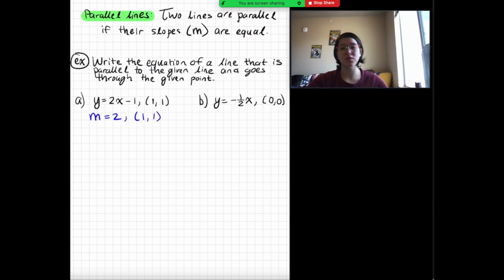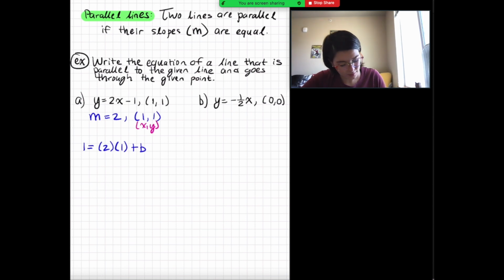So now this just turns into the first example that we did. And we just have to plug in what we know and solve for what we don't know. So we know the coordinate point, x, y. So we can plug in x, y, and m. So y is 1. So we have 1 equals 2, which is our slope, times our x coordinate, which is 1, plus b. And we'll have to solve for b.